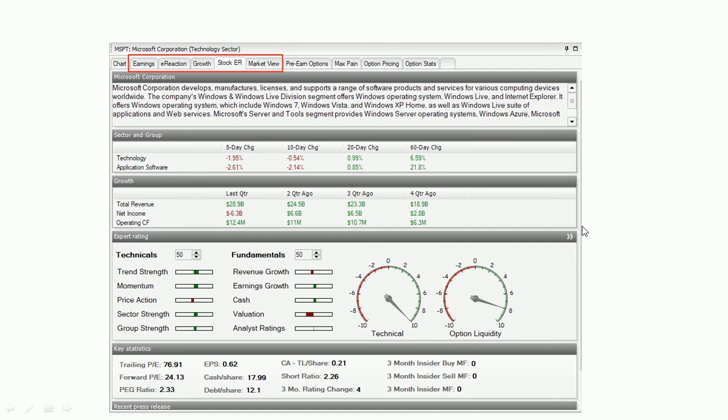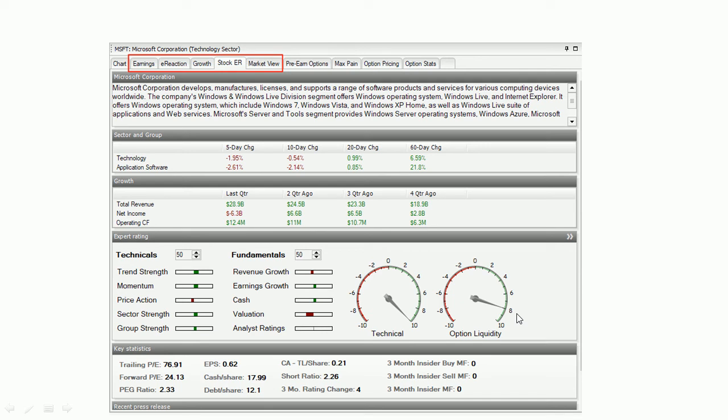Lots of fundamentals. So you'll see across this top part, right now we're in Stock ER, a description of the company, or a description of the ETF if it happens to be an ETF. A lot of the statistics, the sector, the group that it belongs to, revenue, a lot of fundamental information. There's a technical reading on the underlying stock. You can also see the fundamentals and how they line up: valuation, revenue growth, earnings growth, analyst ratings.